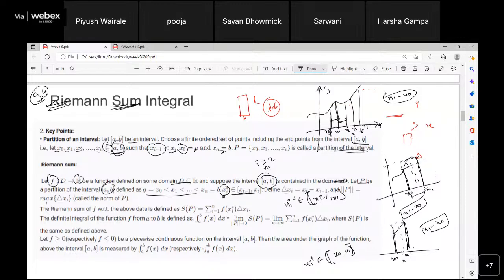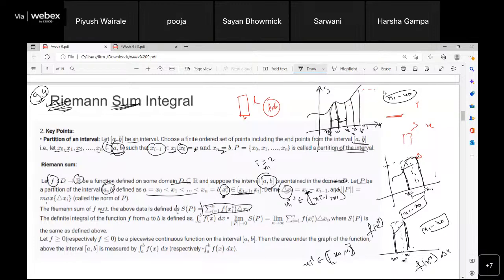Suppose we take xi star, and the value at this xi star will be f of xi star. So this will be my height. I can multiply f of xi star by this difference, that is delta x. This delta xi is given as x of i minus x of i minus 1. Now if I sum it for all the intervals, I will get the Riemann sum with respect to the above data. So this is the Riemann sum. If I sum all the intervals like this, as I discussed earlier, I will get the Riemann sum.